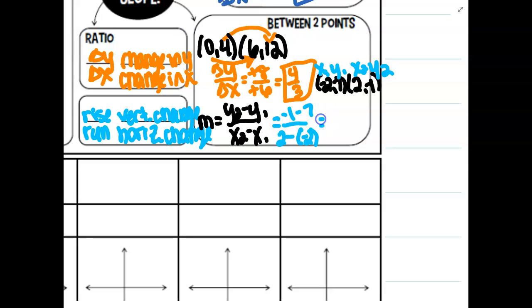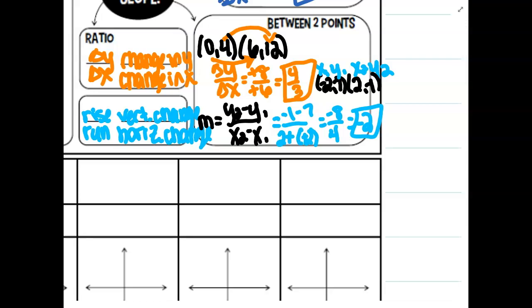So, negative 1 minus 7 is negative 8. 2 minus a negative 2, we keep change change, and it'd actually be 2 plus a positive 2, which would be 4. And negative 8 over 4 gives me a slope of negative 2.